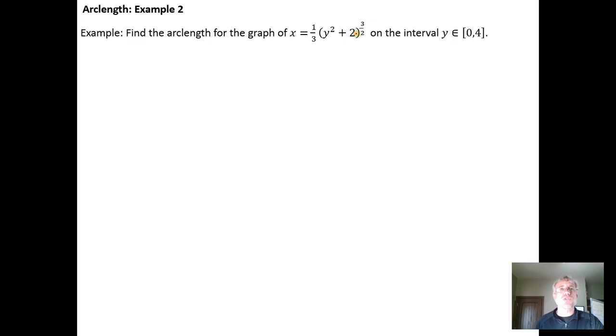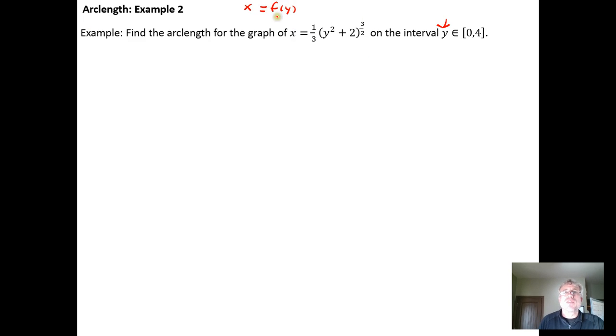This one, though, is more straightforward than that. It says find the arc length for the graph x equals 1/3 y squared plus 2 to the 3/2 on the closed interval from 0 to 4, so letting y run over that interval. And this is already solved for x, so clearly this is an x equals f of y type of beast.